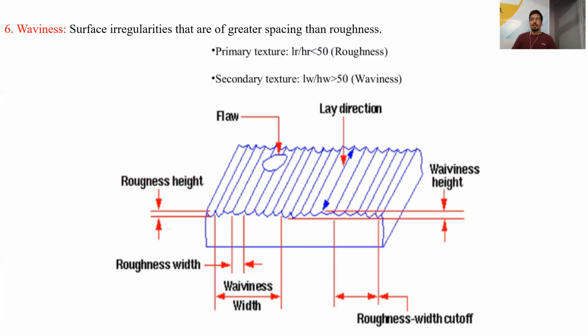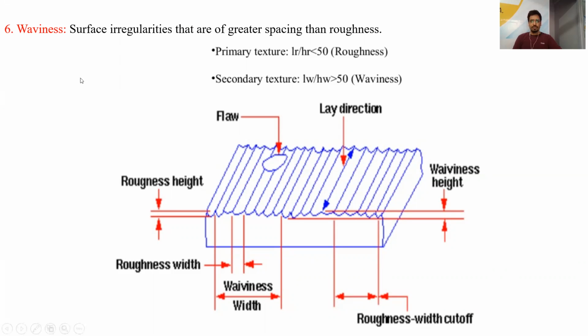Next is waviness. These are the surface irregularities that are of greater spacing than roughness. For primary texture and secondary texture, primary texture occurs as roughness and secondary texture occurs as waviness. So for primary texture, the ratio of width of roughness to the height of roughness is less than 50 micron. If it is less than 50 micron, that falls under the category of roughness or primary texture. When the roughness width to the height of the roughness is greater than 50 micron, then it is called as secondary texture or waviness. So this is the difference between primary texture, roughness, and secondary texture, waviness.